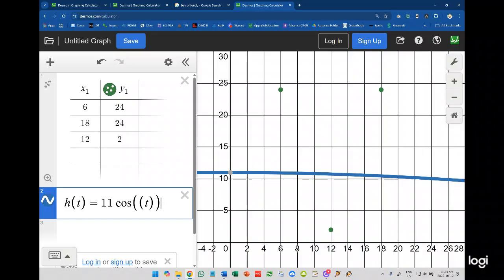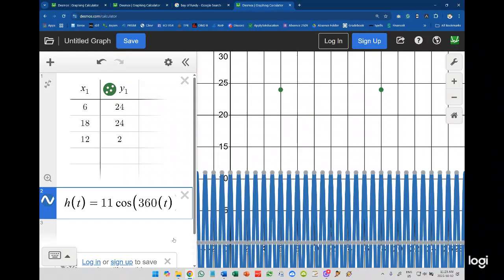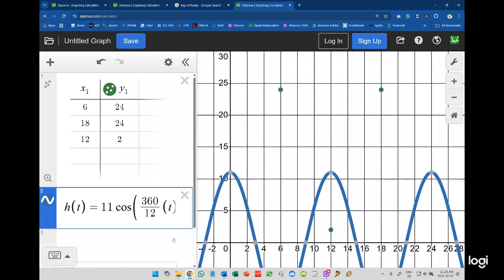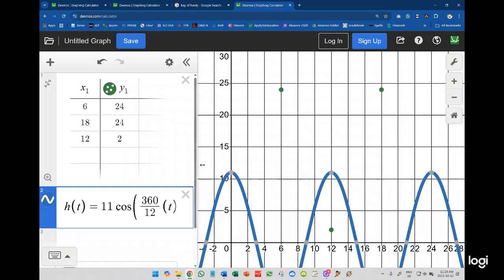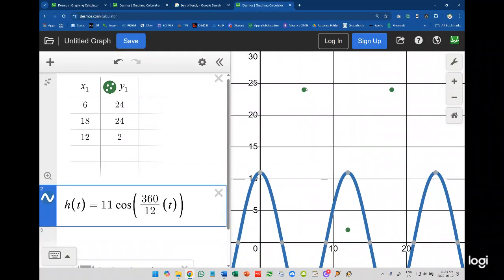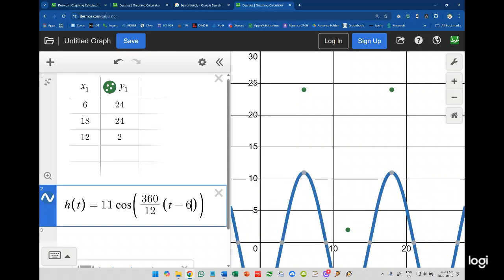I know that it repeats every 12 hours, so inside the bracket I'm going to do 360 divided by 12. It's starting to look a little bit better, but still a little wonky. I know my first peak happens at 6, so I'm going to go t minus 6. And I know that this peak is currently at 11 and wants to go up to 24, so I'm going to add 13.